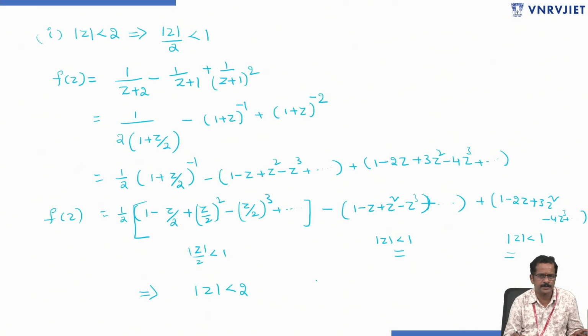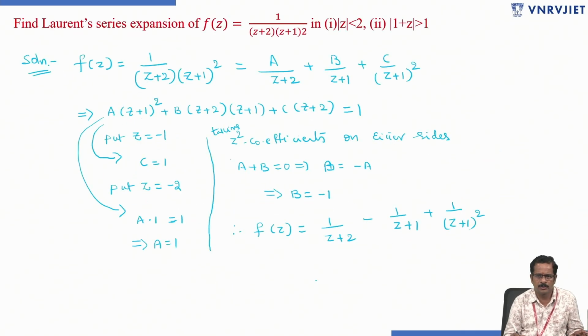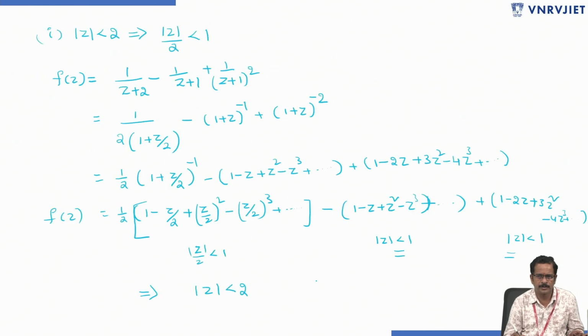Next, for the second question, modulus of 1 plus z greater than 1, which means 1 by modulus of 1 plus z less than 1. That means we need to write the given expansion in terms of 1 plus z.